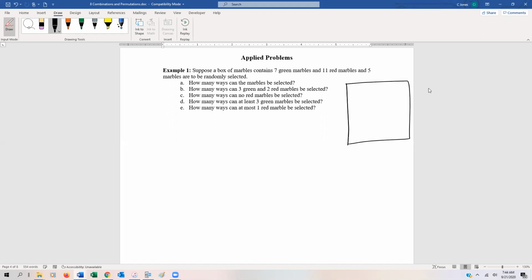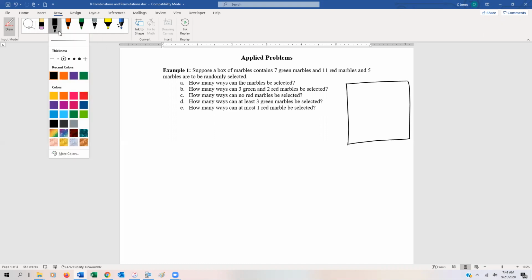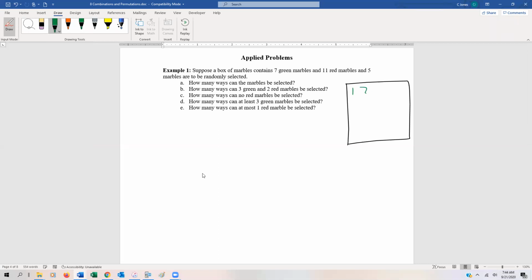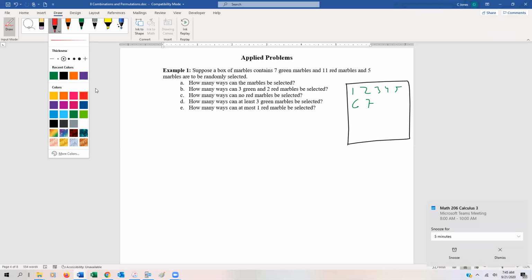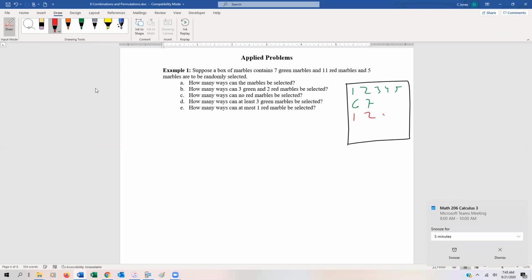kind of draw this, and we have red and we have green. So now we have 7 green marbles. So I'm just going to say 1, 2, 3, 4, 5, 6, 7. So let's just assume that those are the different marbles, but they're really indistinguishable because they're all green. And then we have red marbles, and there's 11 of them. So 1, 2, 3, 4, 5, 6, 7, 8, 9, 10, and 11. All right, so that's what's in our box.